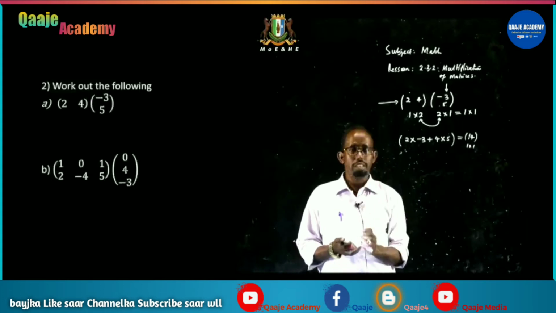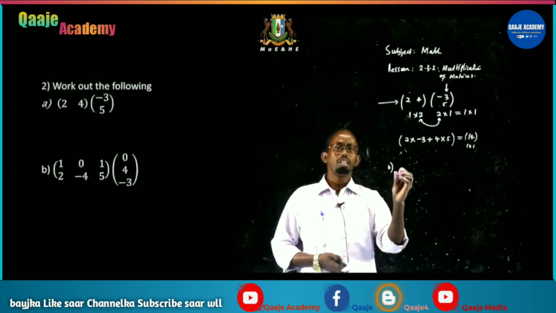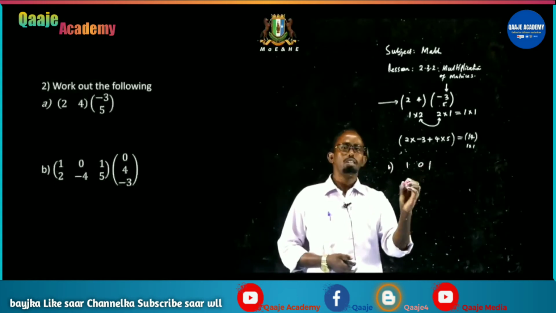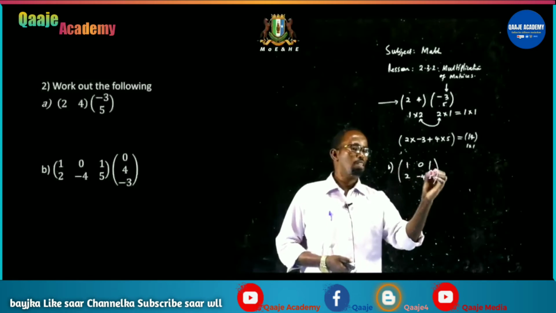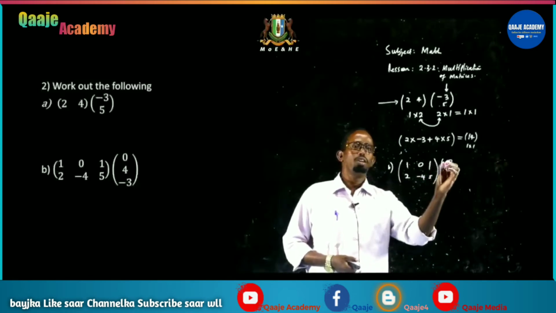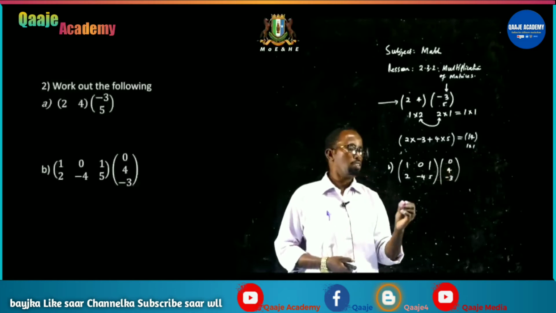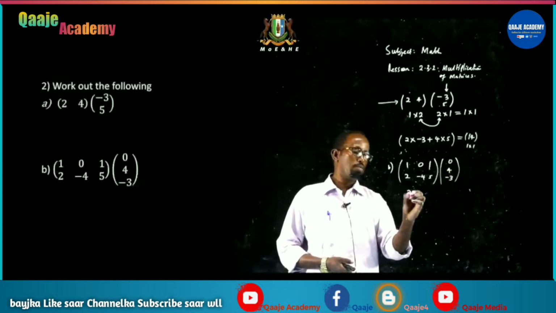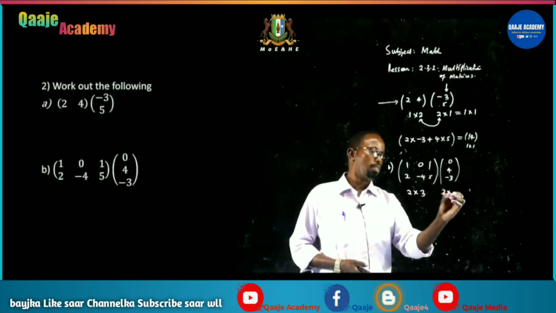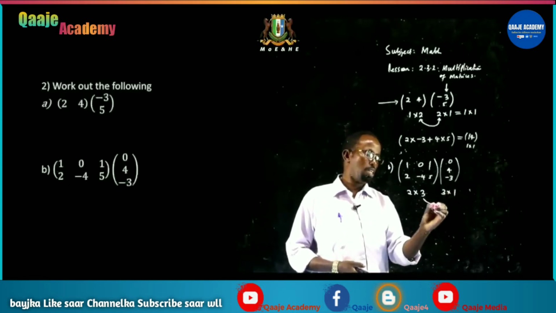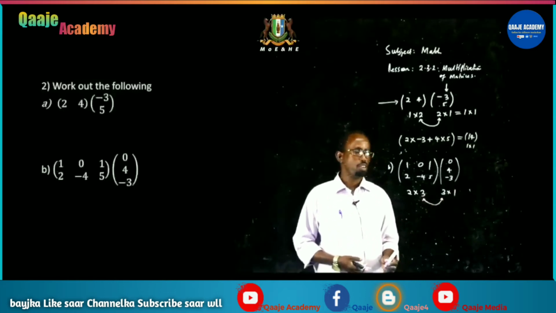Next example. The next example B, we have 1, 0, 1, 2, minus 4, 5. And then we have 0, 4, minus 3. Now the order of this one is 2 by 3, and this one is 3 by 1. So you can see again, the column of the first is the same as the row of the second.